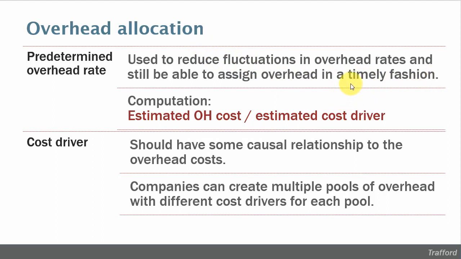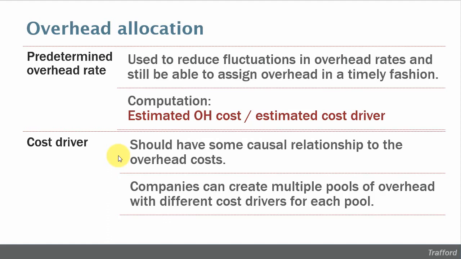And to do that, they estimate their overhead costs. They usually do that for the year. And they divide that estimated overhead cost for the year by an estimated cost driver. You've read about cost drivers previously, but generally what you want is to choose a cost driver that has some causal relationship to the overhead costs. The most common cost drivers that companies use traditionally are things like direct labor hours, machine hours, cost of direct materials, something that they think has a relationship to the overhead costs.